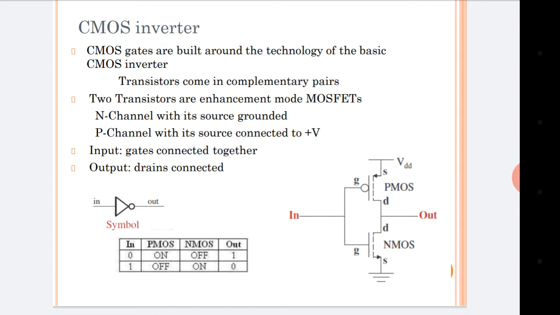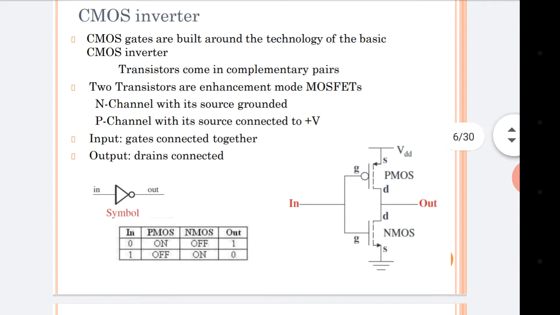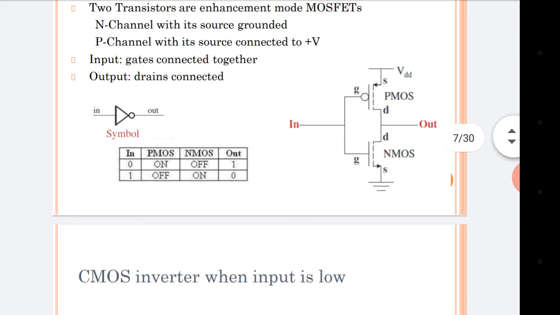Let us try to find out how this circuit will work. If input is 0, then as per our previous slide, we know that for a PMOS, whenever you connect a 0 input, the PMOS will be on. That means the first transistor will be acting as an on switch.